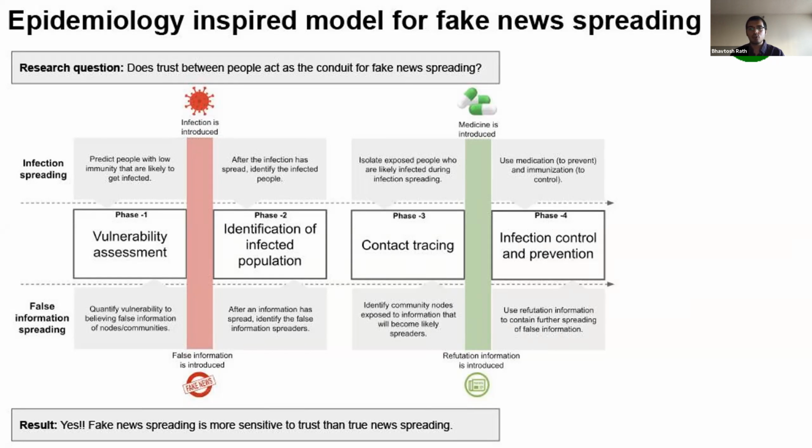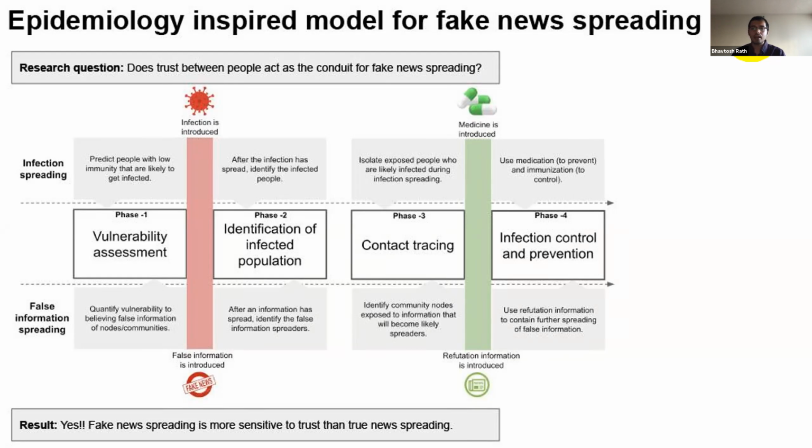Now, after the fake news is identified and its refutation gets created and is introduced into the social media platform, we want to control and prevent the spread of fake news by identifying specific nodes in the social media platform which are more likely to spread the refutation information, and in this process, mitigate the further spread of fake news.